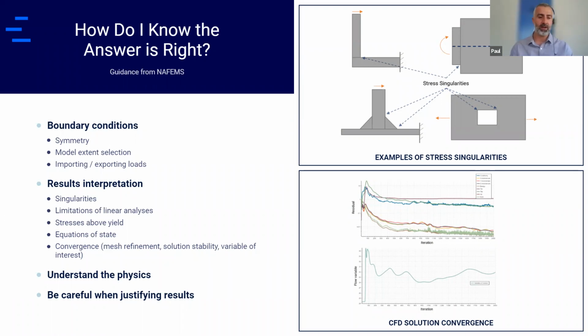Convergence. There are three areas here I'm referring to. The first one is mesh refinement. As you increase your mesh resolution, you hope that the result converges to an answer. That's true usually for almost all modeling, except in the area of singularities, where the answer will just keep going up and up and up.